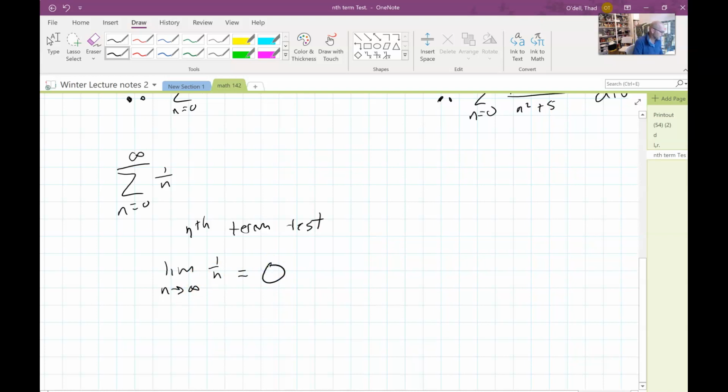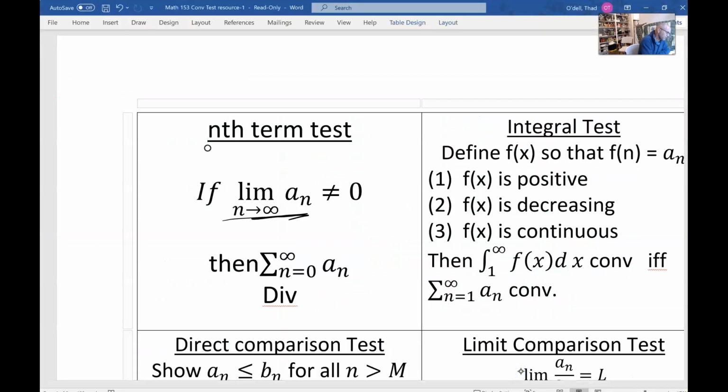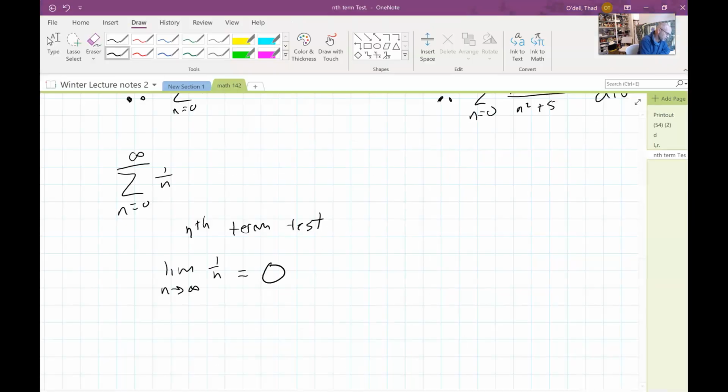Remember what the test says: if your limit is not equal to 0, then you can make this conclusion. Notice there's no way to make a conclusion of convergence. This doesn't say that if you don't meet this condition, then the other result holds. It only says that if you meet this condition, then the series is divergent. So in this case, when we end up getting 0 here, we didn't meet the condition of the test. Therefore there's no conclusion, which means we have to use some other means.